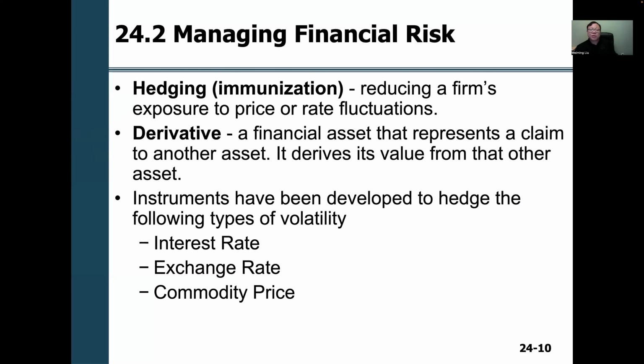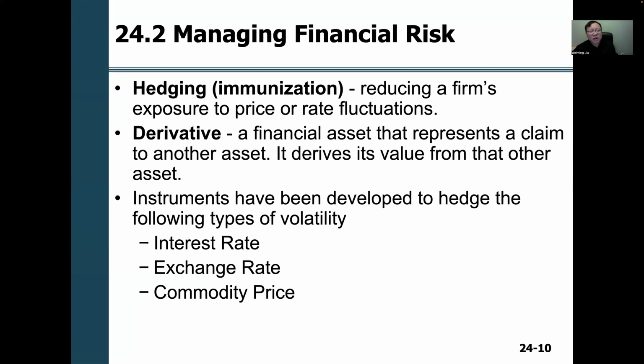So hedging reduces the firm's exposure to price or rate fluctuation, right? For international companies, they are dealing with business across different nations, so they are facing exchange rate fluctuation, right? Like I mentioned, the trucking companies are facing gas price fluctuation, right? So hedging is the way to reduce a firm's exposure to price or rate fluctuation.